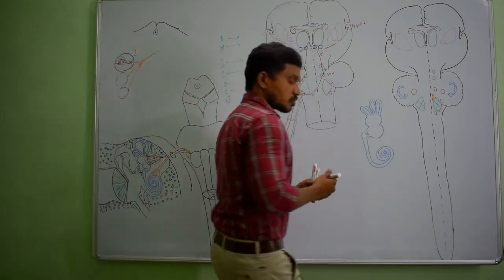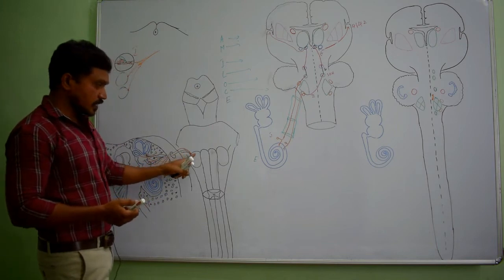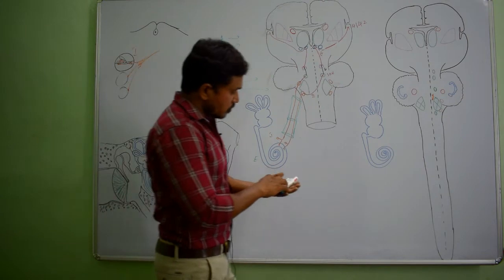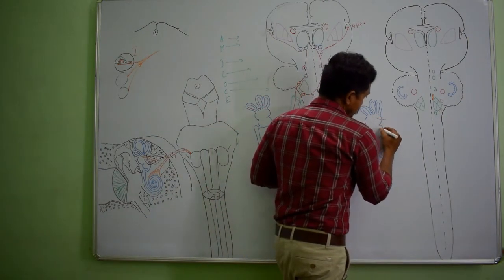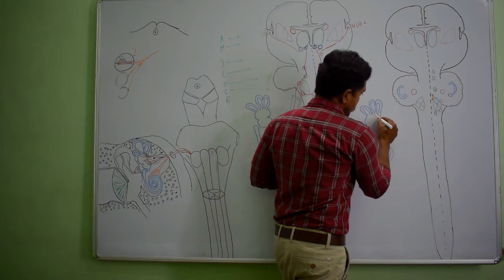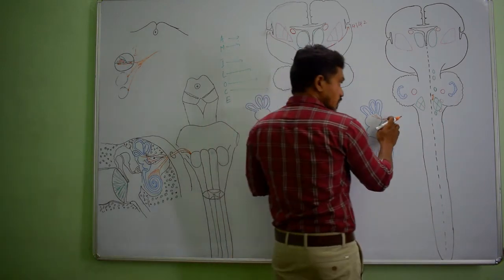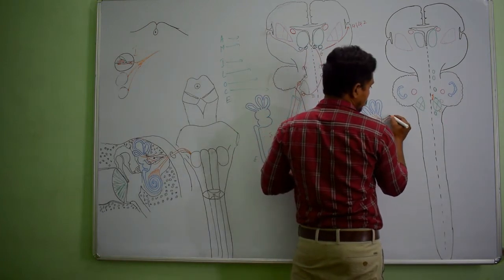Then coming to the vestibular pathway, the vestibular nerve, how it passes and how it enters into the brainstem, we have seen. Now the fibers from the vestibular part of the inner ear form the nerve. Which nerve is this? Vestibular part of vestibulocochlear nerve.